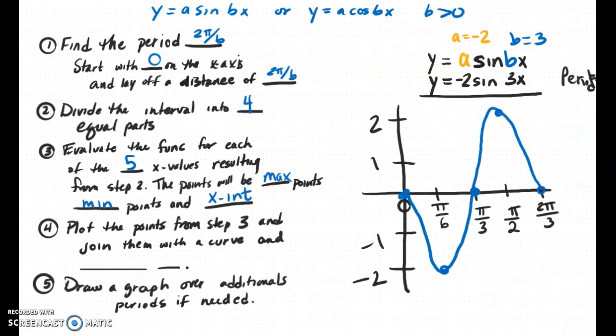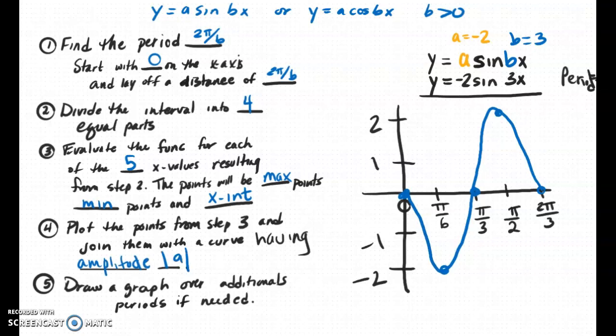So, that was step 4, and we forgot to write that down. Let's fill in the blank here. Step 4: plot those points from step 3 and join them with a curve having amplitude of the absolute value of a.